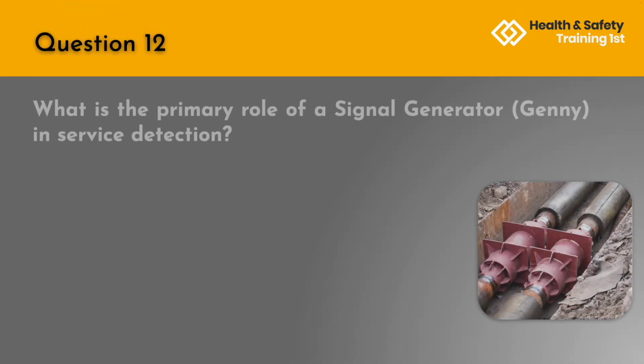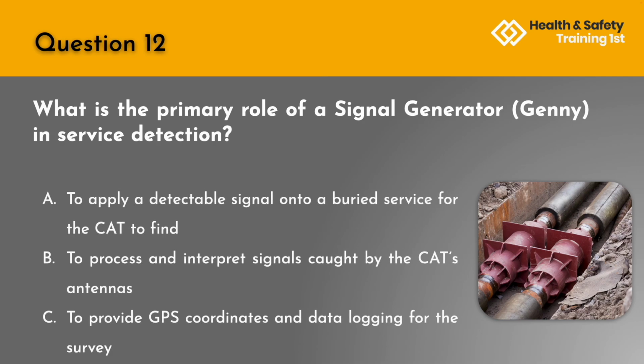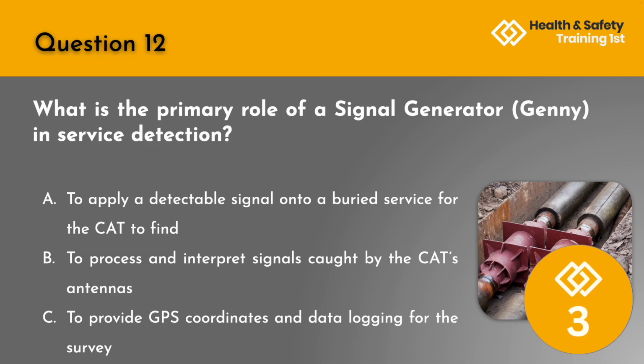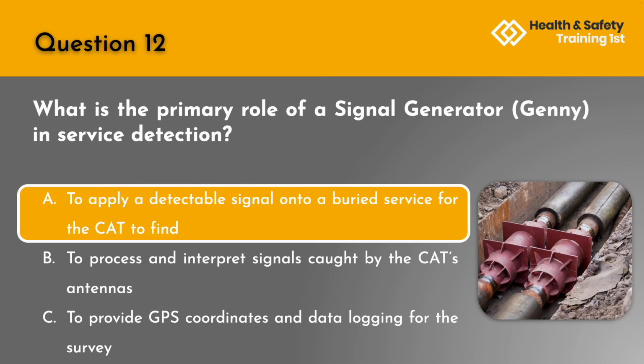Question 12. What is the primary role of a signal generator in service detection? A. To apply a detectable signal onto a buried service for the CAT to find. B. To process and interpret signals caught by the CAT's antennas. Or C. To provide GPS coordinates and data logging for the survey. The correct answer is A, to apply a detectable signal onto a buried service for the CAT to find.